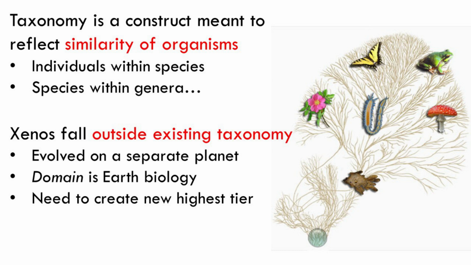Same goes for each given taxa. So if we go up to the genus level, we expect that different species within a genus are more like one another than different species from different genera. And that goes up the line.